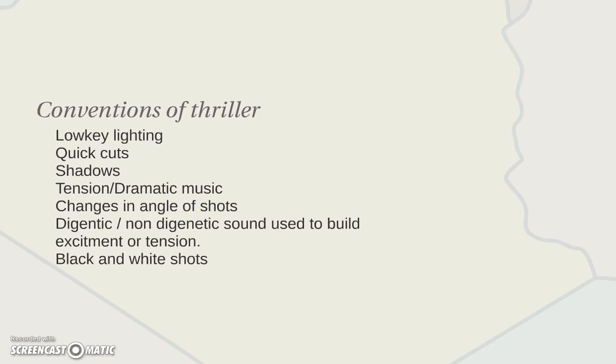These are all the conventions of thriller trailers that we identified, which are low-key lighting, which we felt was necessary for us because low-key lighting is a tool that can help to give more detail into a character or have more of an effect on the atmosphere of the scene or the character. Quick cuts used, which is another important tool.